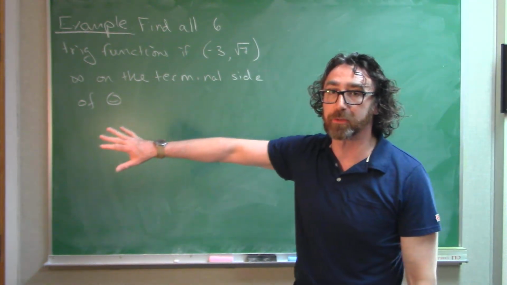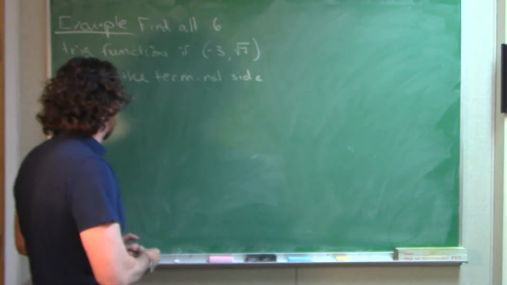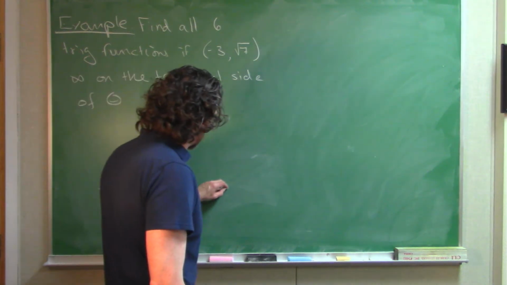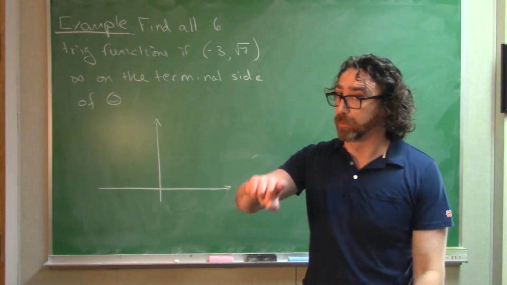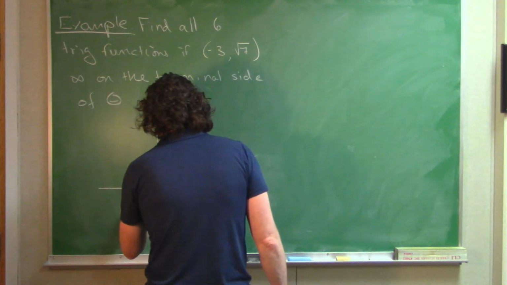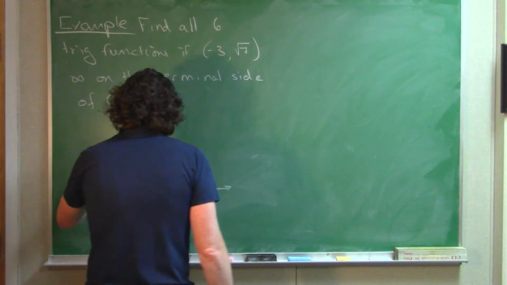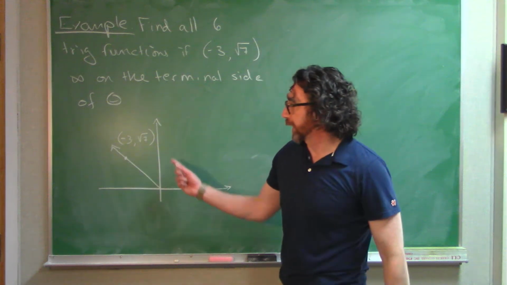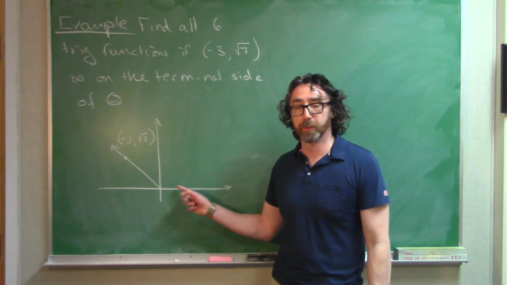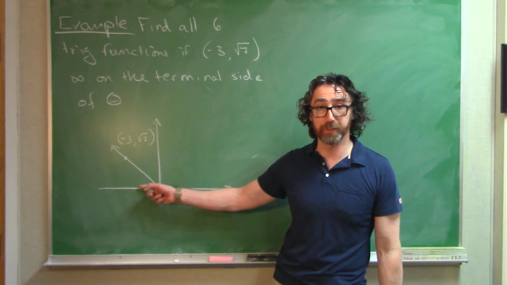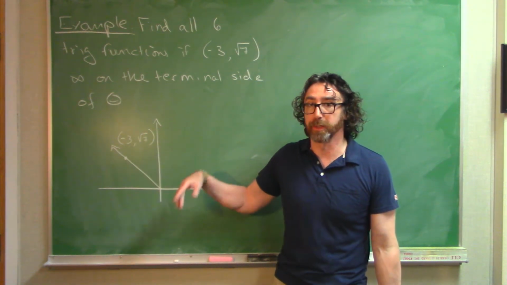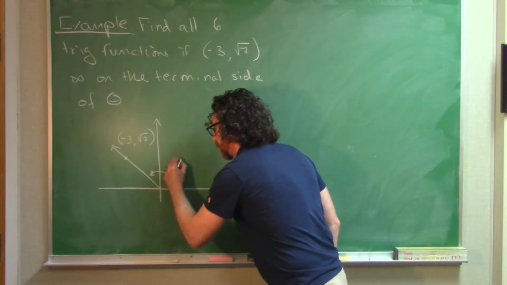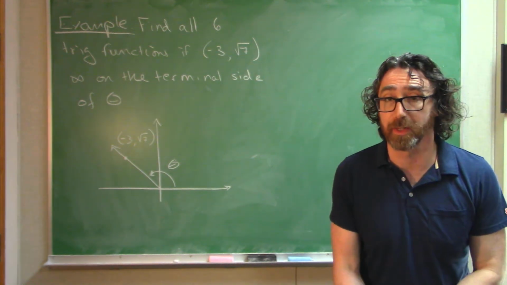They haven't told me the value of theta. Once again, doesn't matter. Let's get a little sketch right here. Negative 3 comma radical 7. Now, I don't know what radical 7 is. Don't need to know. I know I'm somewhere in the second quadrant. How do I know that? Well, x is negative, y is positive. So I would start at the origin, go to the left 3 units, and then go up radical 7, whatever that is. That takes me into the second quadrant. There's my angle theta. That's a sketch of what's going on.